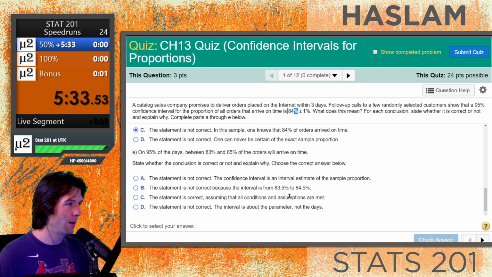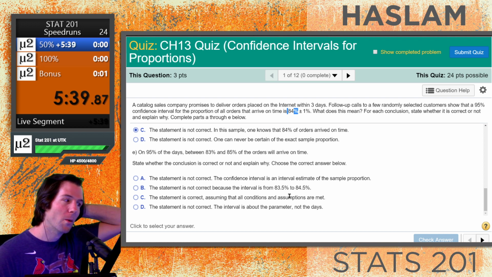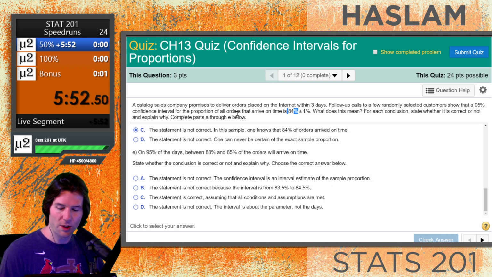Next, we go right here, and on 95% of days. Now, this one's weird. It's wrong. But the issue with it is we're not estimating for days. We're saying, for all customers for all time. You could do it that you're estimating the true proportion of days where customers receive their orders on time, but that's not what the question asked us.